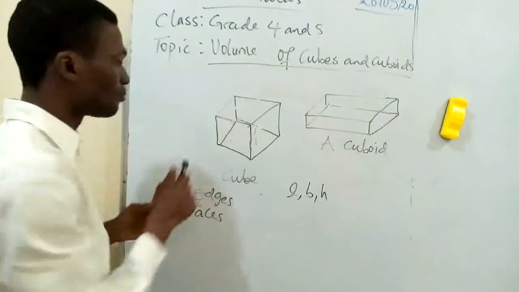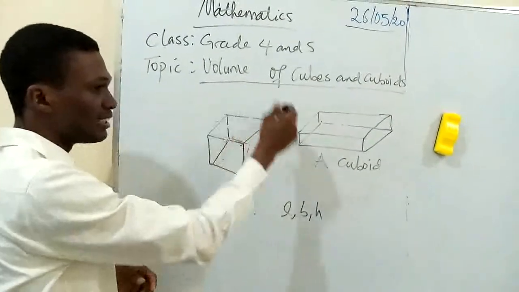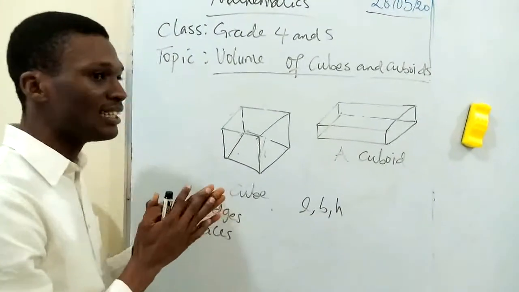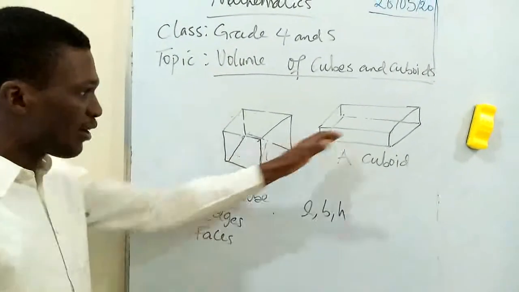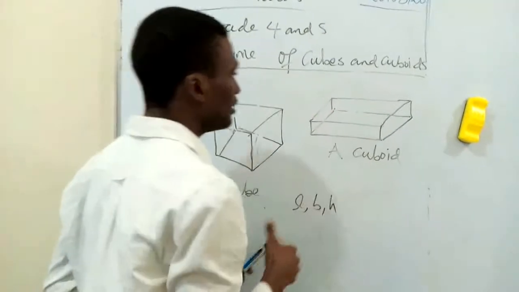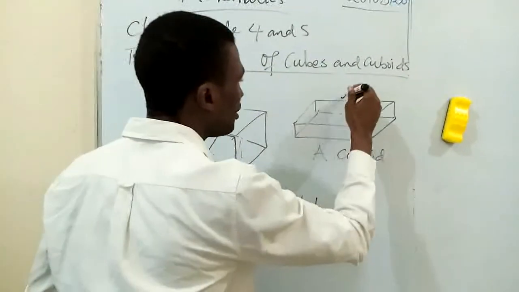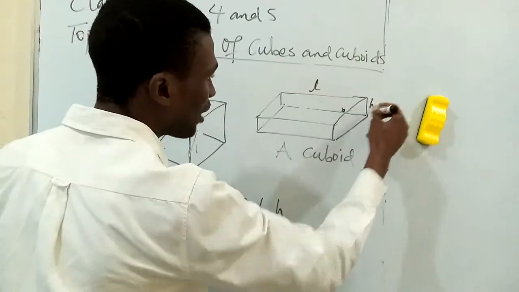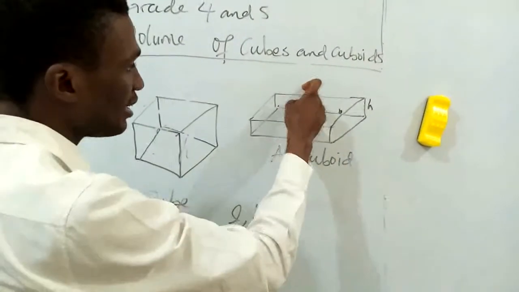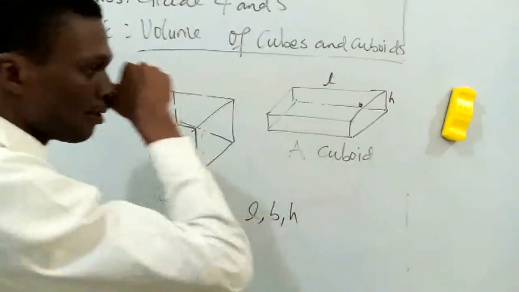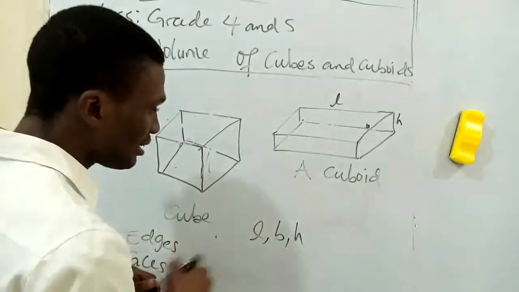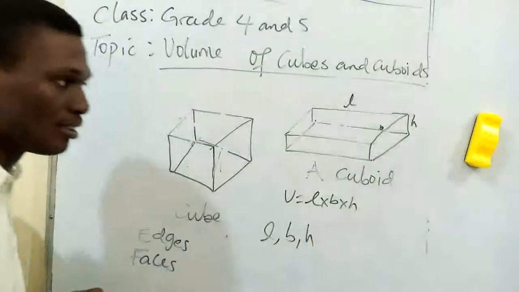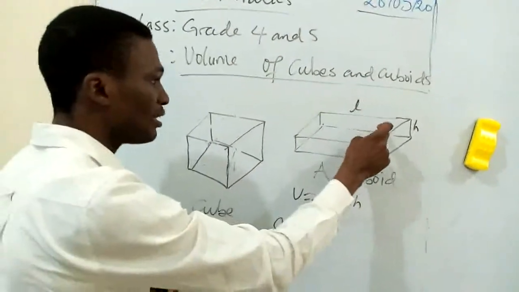Now for our cube, all the edges are the same. All the lines are the same. All the faces are the same too. Unlike our cuboid, they are different. We call this our length for the cuboid, we call this our breadth, and this our height. For us to get the volume, we say length times breadth times height.